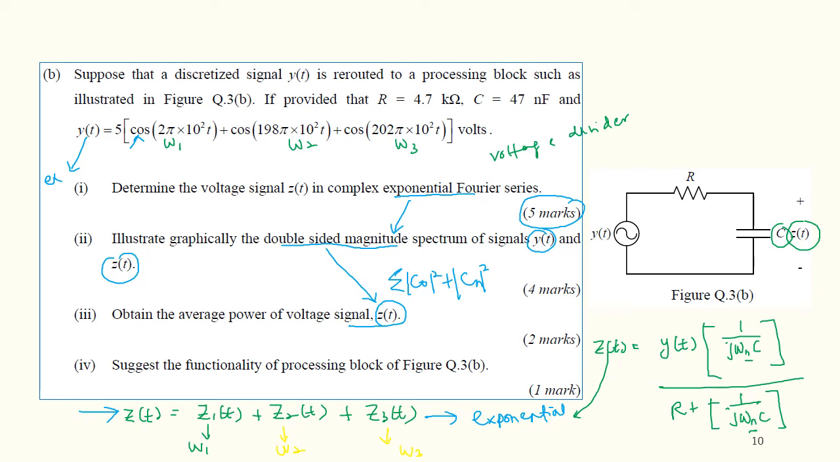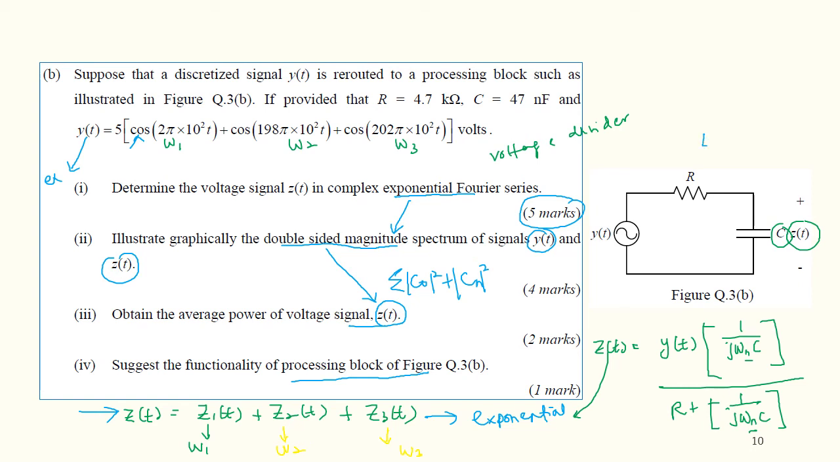of individual components in your spectrum, such as the functionality of the processing block in figure Q3b. Usually when you have a circuit analysis in Fourier series, it will be a filter. Okay, usually a filter.